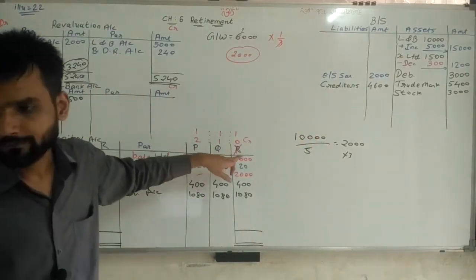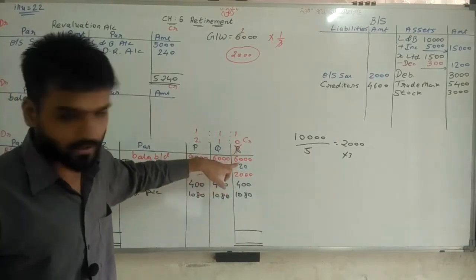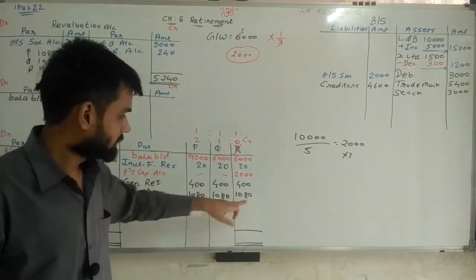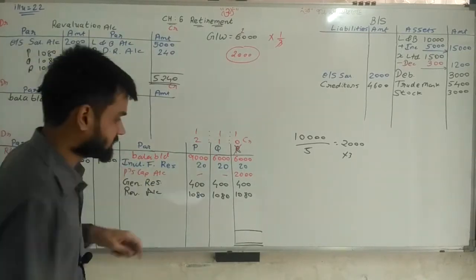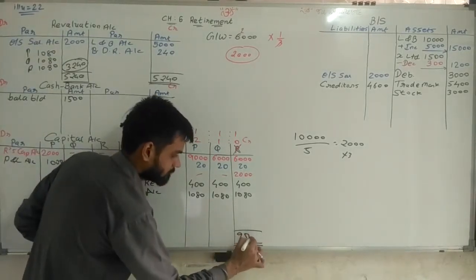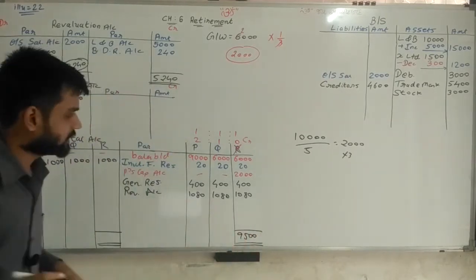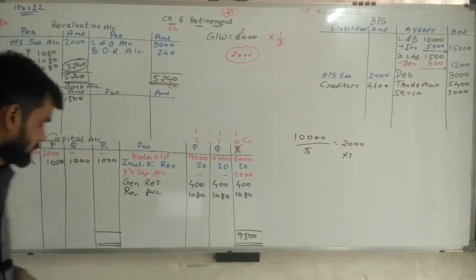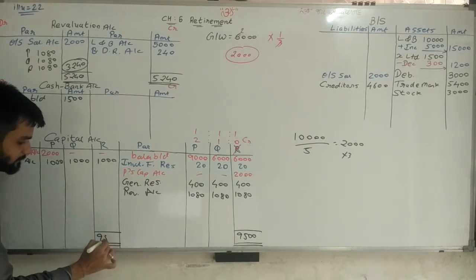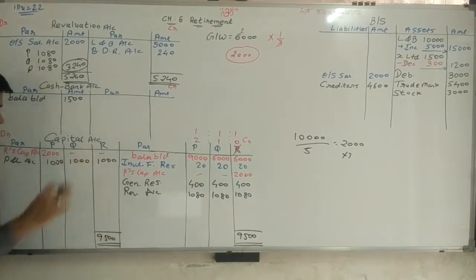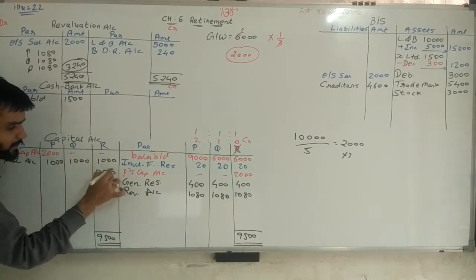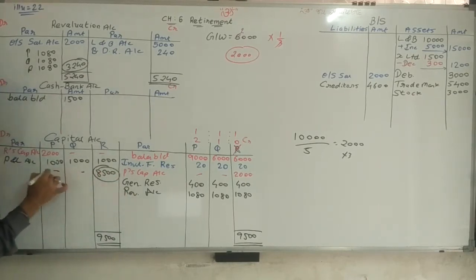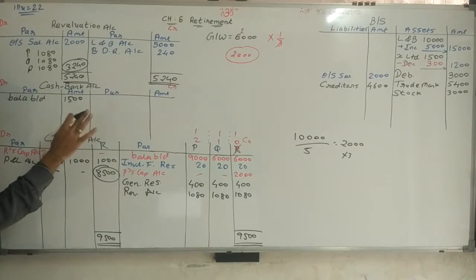So 6,420, 2,000, 1,080. Okay. Now make the total of it. 9,500 rupees is the total. Here also we are writing 9,500. 1,000 rupees is deducted, so sir, 8,500. This amount we have to pay to R.